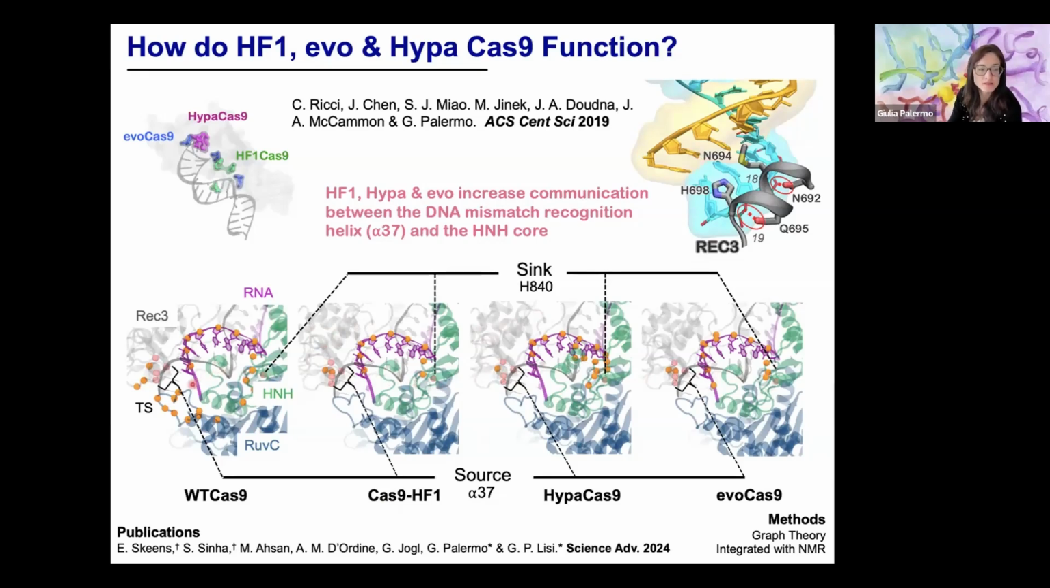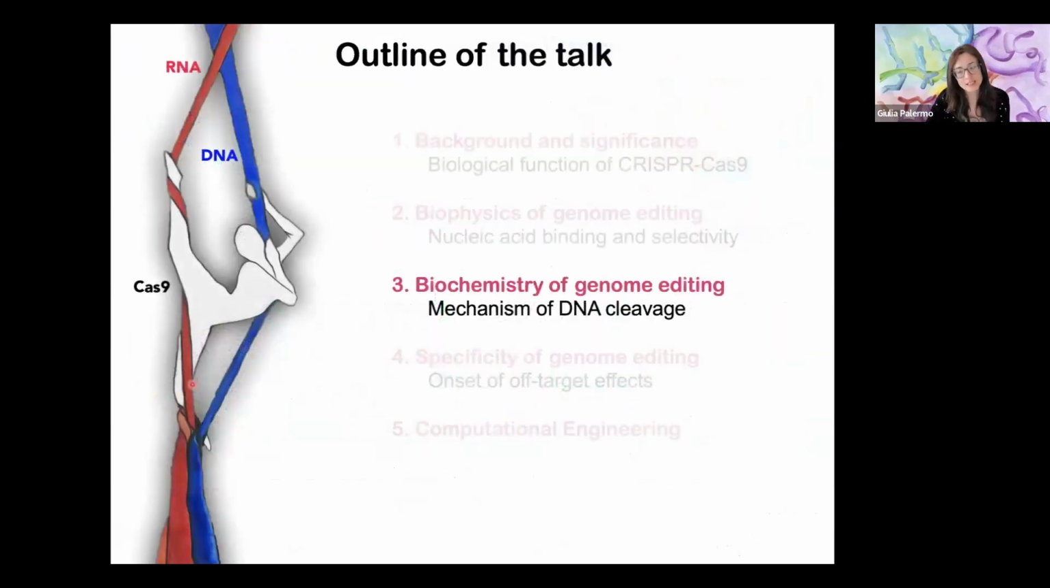But what happens is that the communication between the helix that recognizes the mismatches and HNH is remarkably altered. The next part of my presentation will focus on the biochemistry of gene editing. So how does Cas9 cleave DNA?